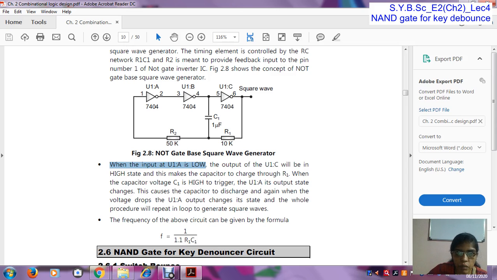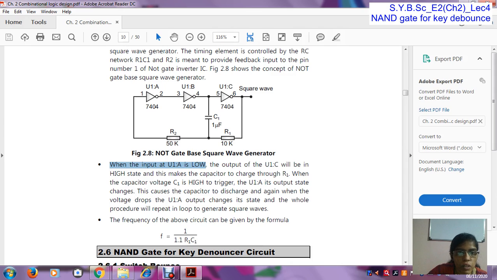Once we get the high output, this capacitor starts charging. This capacitor C1 is charged through this resistor when the output of pin number 6 becomes 1, that means high. When this capacitor is fully charged, the R2 resistor provides the feedback. So this resistor changes the input of the first NOT gate.